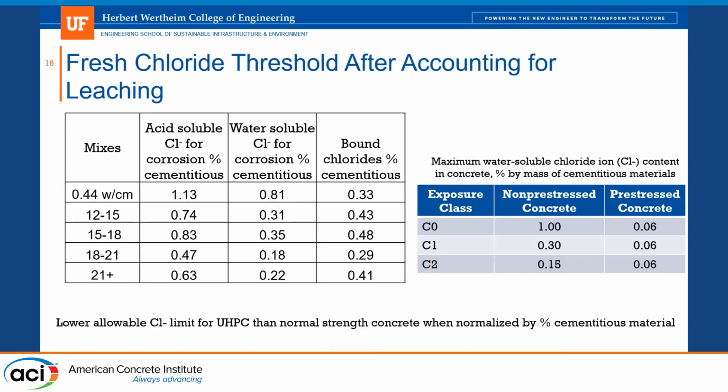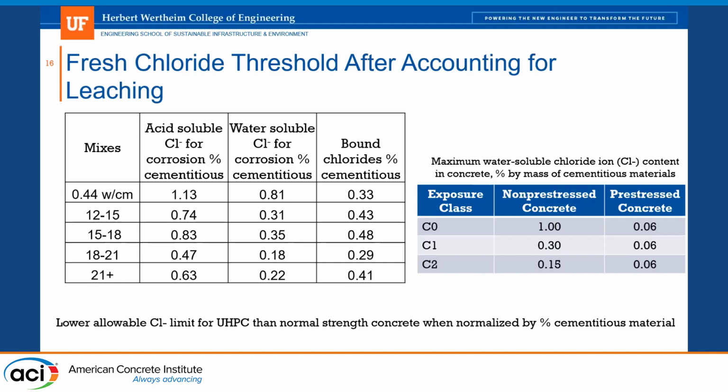After we account for the leaching, we also see right now a big difference in the water-soluble. But the water-soluble result per mix, there is no difference. But right now, when we account for leaching and we do it by mass per cementitious material, we can see a big difference between the normal concrete and, let's say, the 21 plus or 18 KSI.